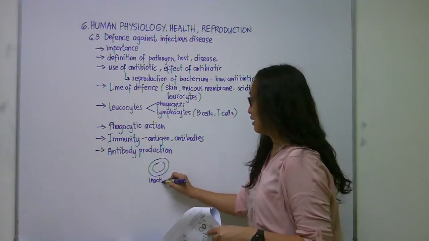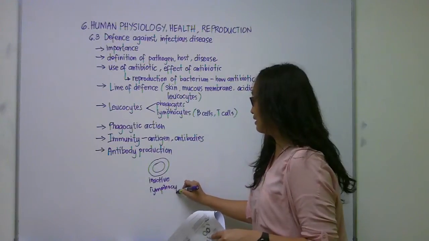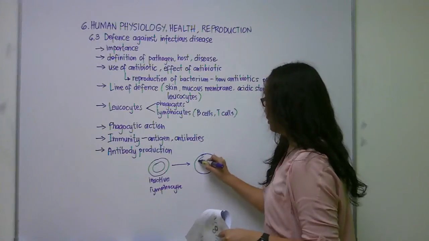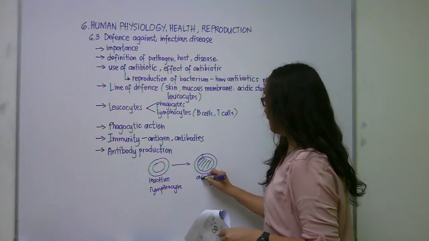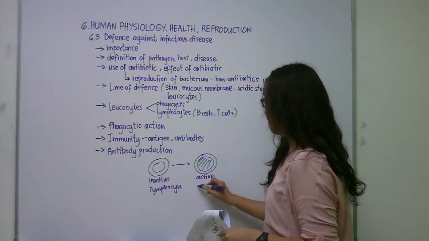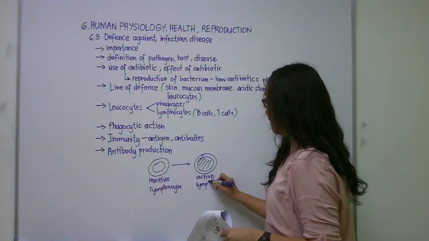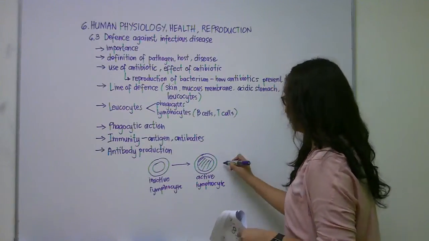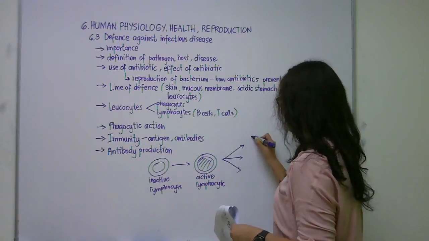So we just need to discuss how an inactive lymphocyte is going to be activated in the presence of the pathogen. Once the lymphocyte has been activated, it will undergo cell division.